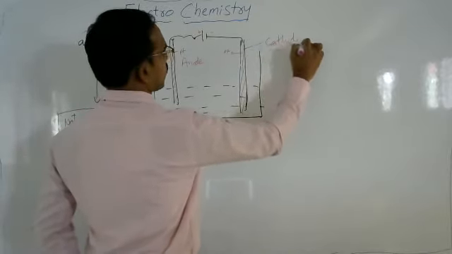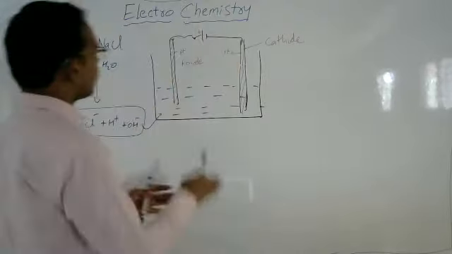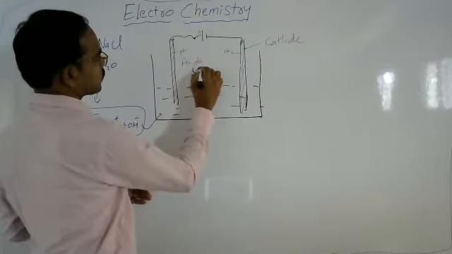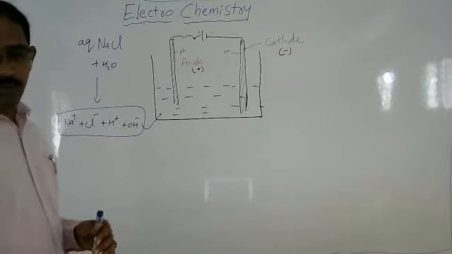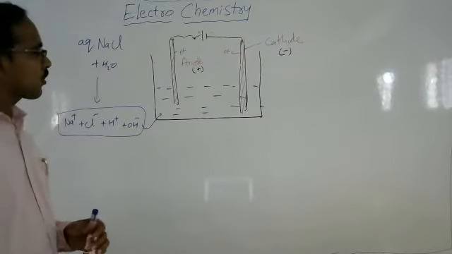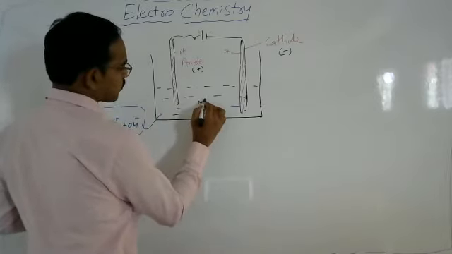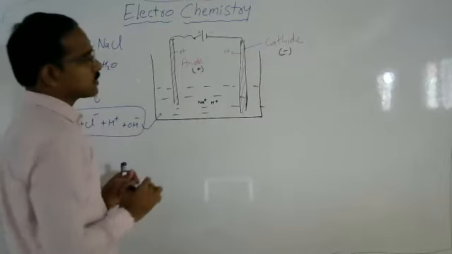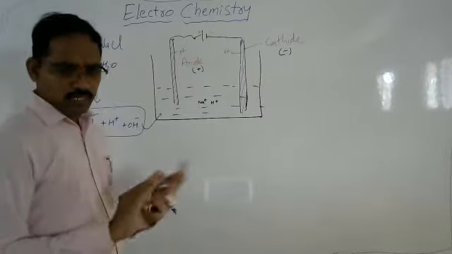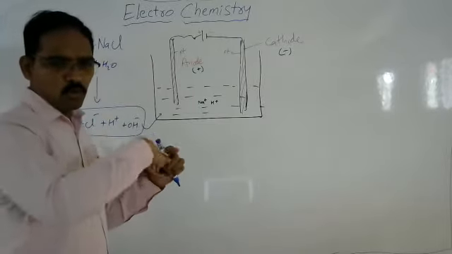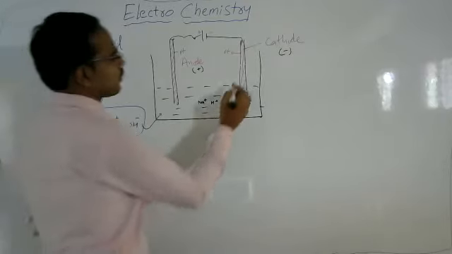Right. What about charge? The anode is attached to the positive terminal, that's why it has positive charge. The cathode has negative charge. This much is clear? Here, Na+ is there, H+ is there. Two cations are there, positive particles. In general, positive particles move towards the negatively charged electrode. Which one is the negative electrode? This one is the negative electrode.